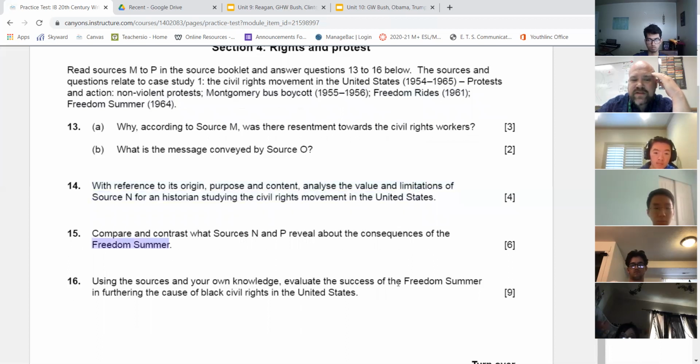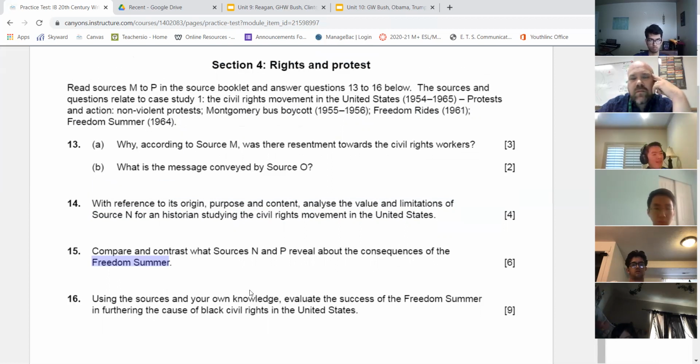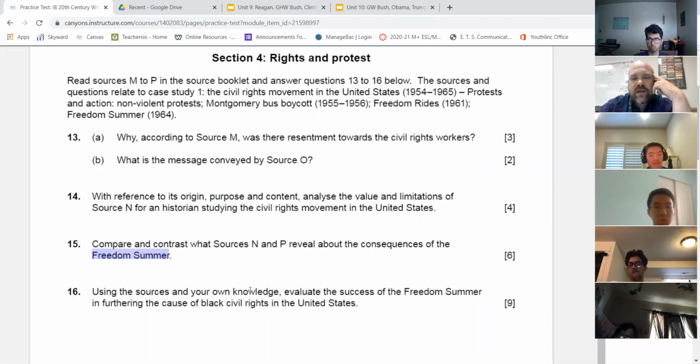And then this is about the success of Freedom Summer. Evaluate the success of Freedom Summer. So what is Freedom Summer? There was just a bunch of boycotts. Nope, it was not that. What was the goal of Freedom Summer? Wasn't it to get everyone to start voting? Yep, it was a drive to get voter registration and voter turnout. In what state? Freedom Summer was in one state. What was it?